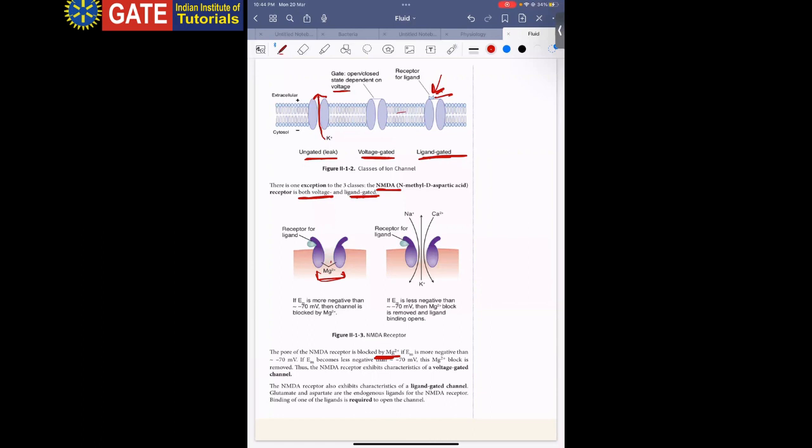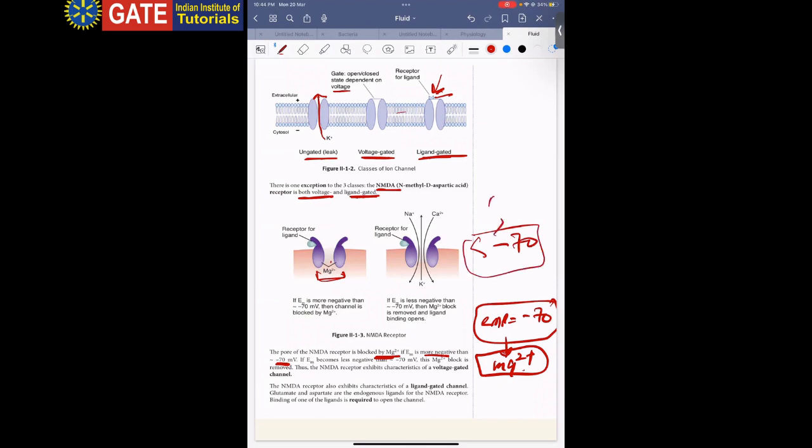So whenever the membrane potential becomes more negative than minus 70, and minus 70 is like the resting membrane potential, that is at rest, at that state the magnesium is blocking the receptor and there will be no movement of the ions. Whenever it becomes less negative, the magnesium will be removed and it will lead to the unblocking of the channel.